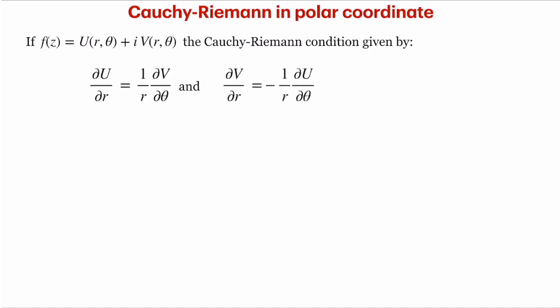Okay, the condition in this case is du by dr is equal to 1 by r dv by d theta, and the second condition is that dv by dr is equal to minus 1 by r du by d theta. It is easy to show this with some algebra or transformation, writing r and theta in terms of x and y. One can show that. I leave this as homework. It gives you experience in computing the equation in a different coordinate system.